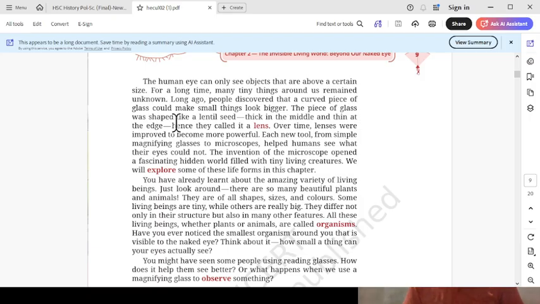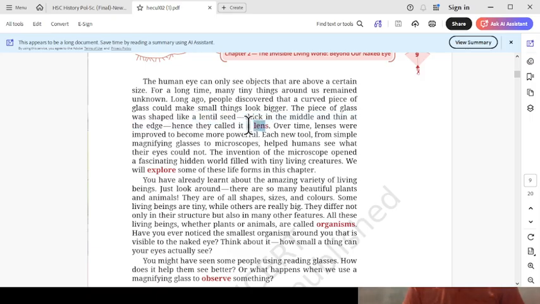Many tiny things around us remain unknown. Long ago, people discovered that cut pieces of glass could make small things look bigger, and the piece of glass was shaped like a lentil seed, thick in the middle and thin at the edge, and they called it a lens. So basically, this is the definition of lens.